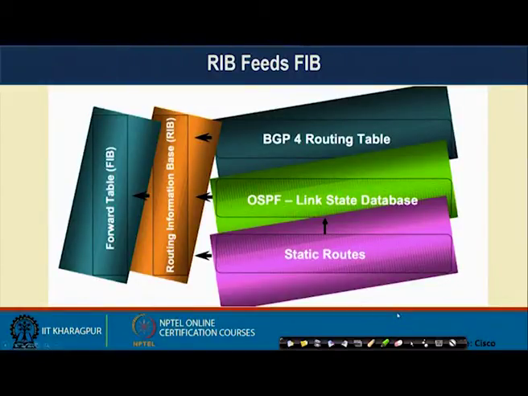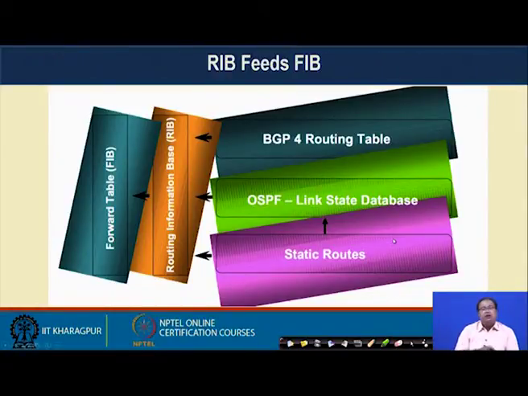Now, this RIB feeds the FIB. So, you have multiple routing algorithms, and every routing algorithm may have its own routing table. You have the BGP routing table, you have OSPF that contains the link state database, and you have the static routes which a network programmer inputs manually. All this information feeds the routing information base, and from the routing information base, whenever required, the information is copied to the TCAM hardware in the forwarding information base.